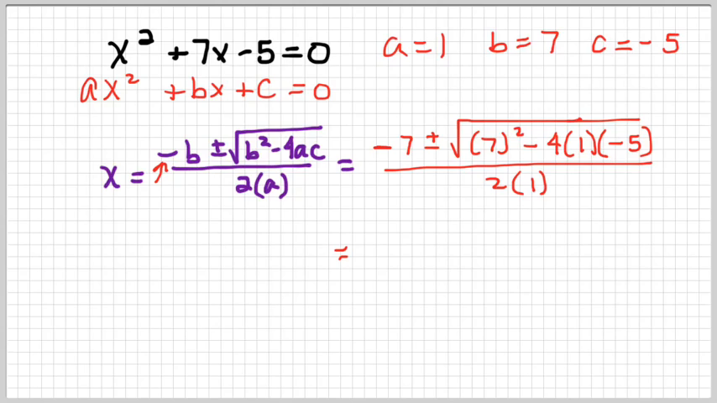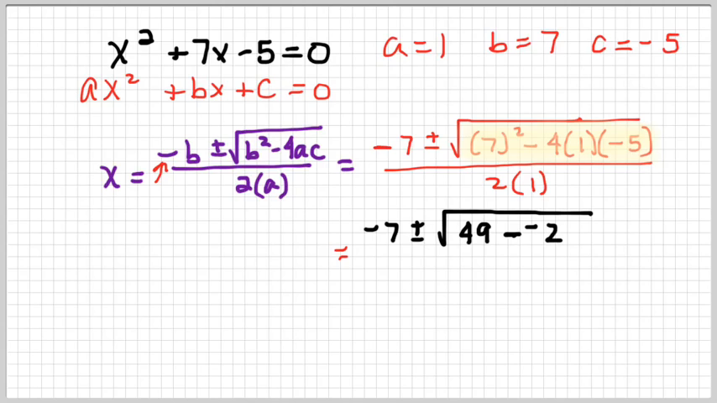Now it's just a simple case of cleaning this thing up. Now, of particular interest is this stuff underneath the radical. You should generally just calculate that first. You can use your calculator for it. You can use your brain. We'll simplify it by hand here so we can see everything in action. 7 squared is 49. Then comes the minus sign. Then I like to do 4 times 1 times negative 5. 4 times 1 is 4, times negative 5 is negative 20. So it's minus that 20.